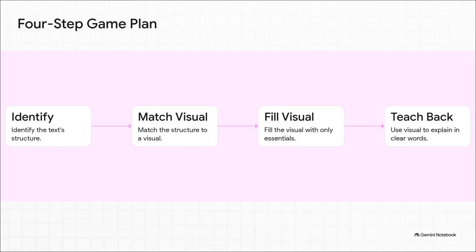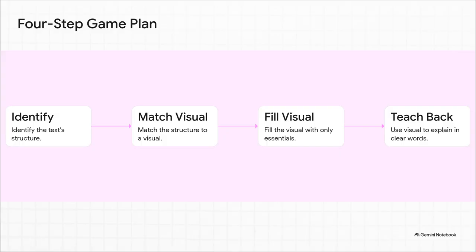So here is your 4-step game plan for mastering this skill. Step 1, identify the text's structure. Step 2, match it to the right visual from our playbook. Step 3, fill that visual with only the essentials. And step 4, teach it back. Honestly, that last step is the ultimate test. If you can use your visual to teach the idea back to a friend in plain, everyday words, you have successfully transformed complexity into true understanding.